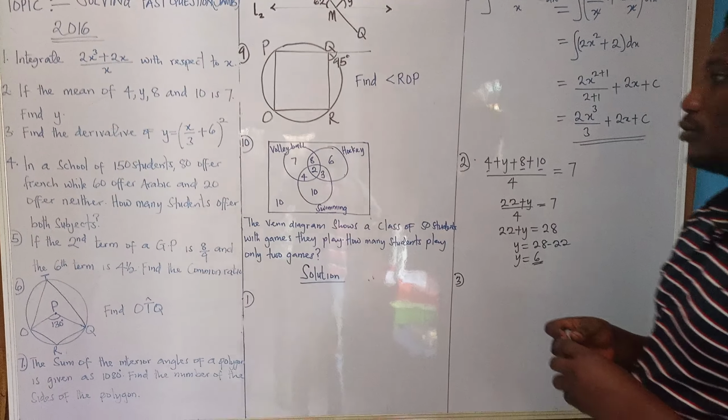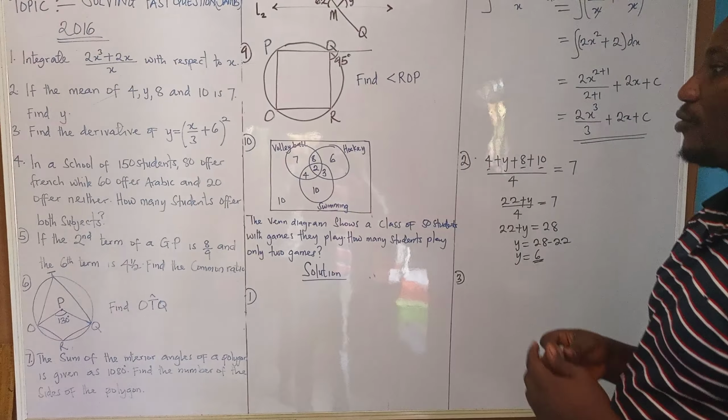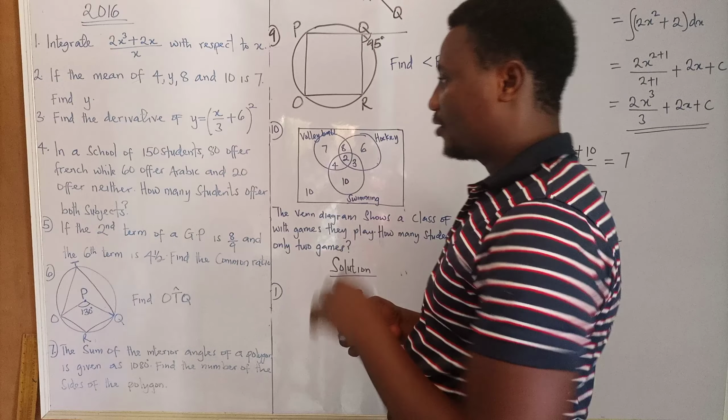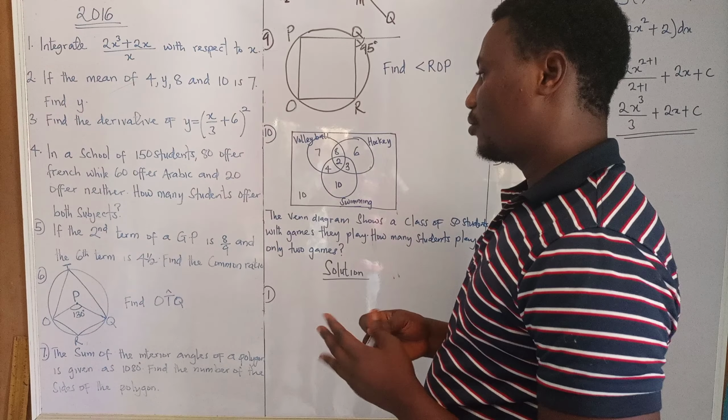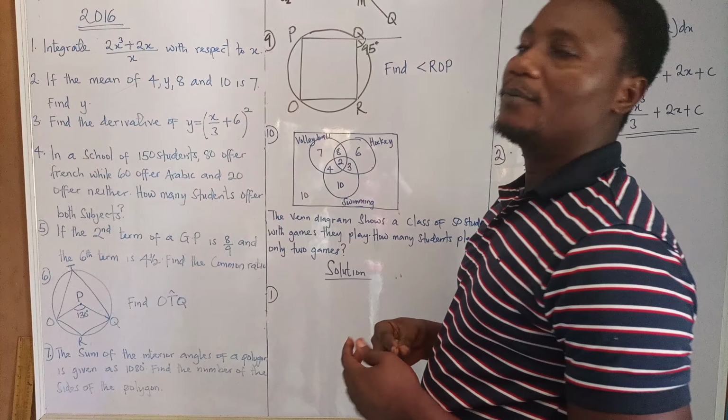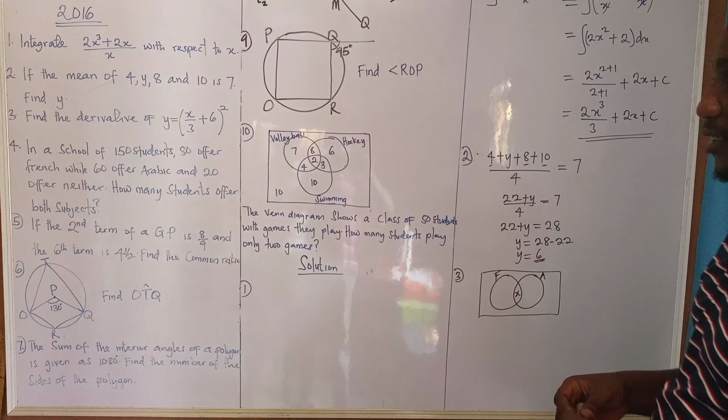Question 3. In a school of 150 students, 80 offer French, while 60 offer Arabic, and 20 offer neither. How many students offer both subjects? So we have 150 students. Let's try to sketch the Venn diagram there. We have French and Arabic. So this is for French, this is for Arabic. F for French, A for Arabic. So let's take the students that offer both French and Arabic to be X, because we don't know the number of students that offer both subjects. That is where the point of intersection is.